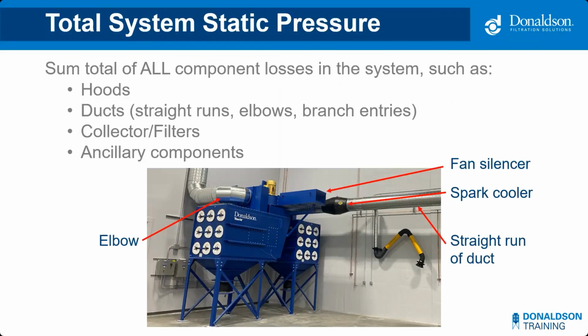When it comes to fan design, we're looking at the total system static pressure. This is the sum total of all the component losses in the system. Those of you who attended the last webinar on duct design with my coworker John Schmidt just a few weeks ago talked about this quite a bit. Some examples of components that will create resistance in the dust collection system include the pickup hoods, the ducts, those straight runs, elbows, and branch entries, the collector and filters, and then any ancillary components that might be in the system, such as a fan silencer, spark cooler, diverter valves, rain hoods. All of these add resistance to airflow and play an important role in fan selection.